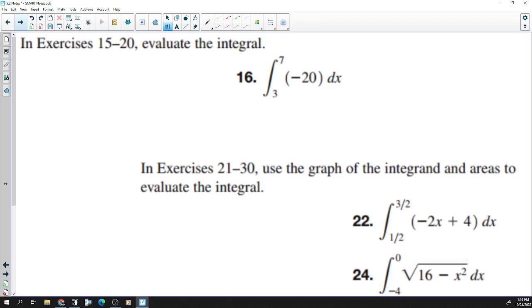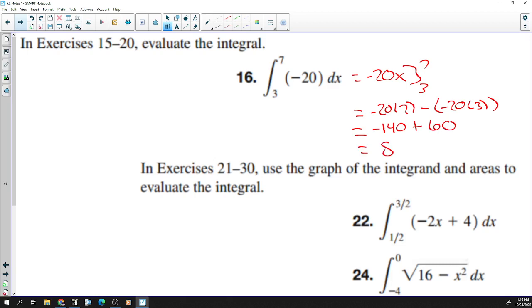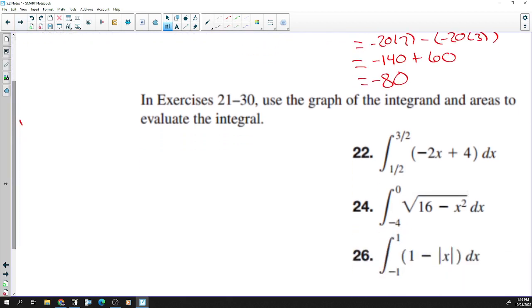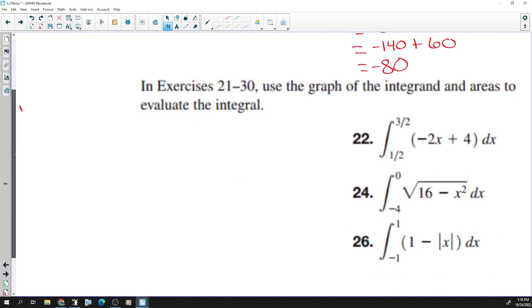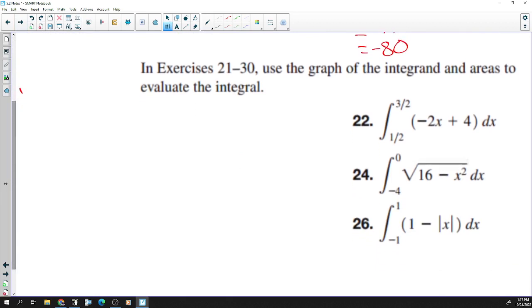Evaluate this integral. Well, we take the antiderivative of negative 20 is negative 20x. 3 to 7 is negative 20 times 7 minus negative 20 times 3. So that's negative 140 plus 60. So this answer is negative 80. Always subtract.